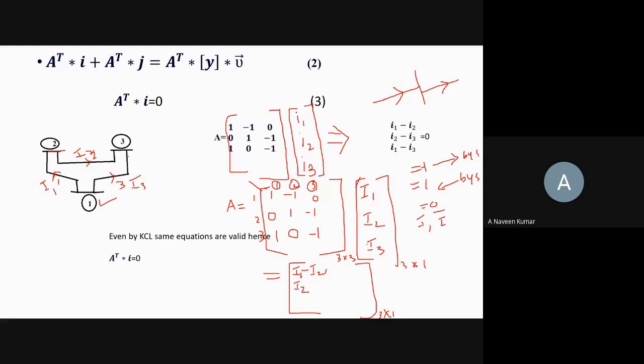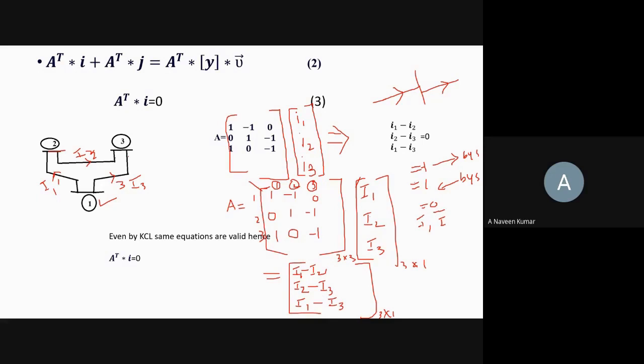Minus 1 into I3, so minus I3. This is one more equation here. And the third one, 1 into I1, this is I1 here, 0 into I2 will get 0, minus 1 into I3, minus I3. So these are the equations when we multiply these two matrices.